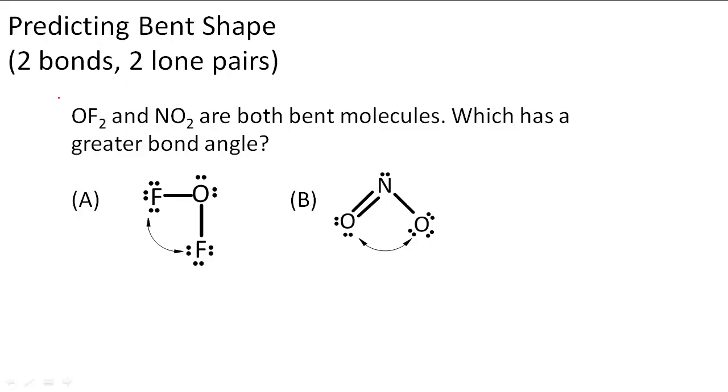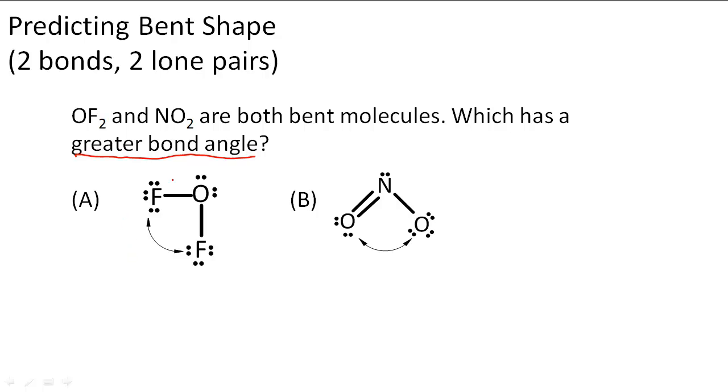Predicting bent shape, two bonds and two lone pairs. OF2, or oxygen difluoride, and NO2, nitrogen dioxide, are two bent molecules. So they're both bent. Which has a greater bond angle? This is a great question because it's asking us to decide which one has a greater bond angle based on our knowledge of the VSEPR model.